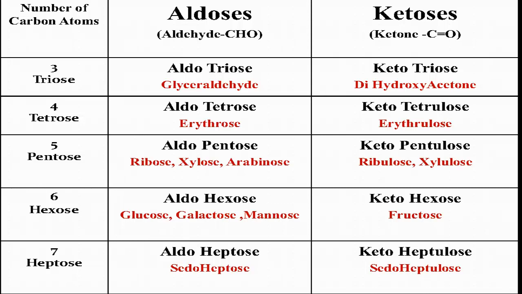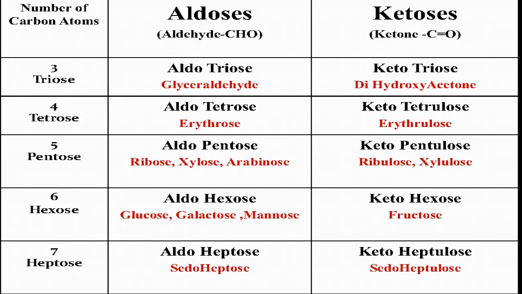So if an aldose has 3 carbons, then it is aldotriose. So it is aldose as well as triose. Similarly, 3 carbon ketose will be ketotriose, and similarly there are names. So 6 carbon aldose will be aldohexose, and 6 carbon ketose will be ketohexose. The 6 carbon hexoses are most common of all the carbohydrates.